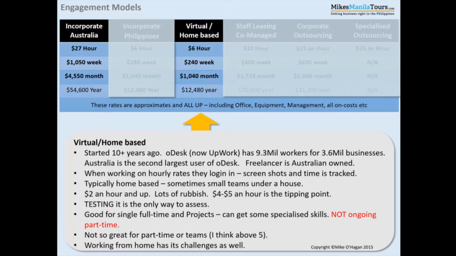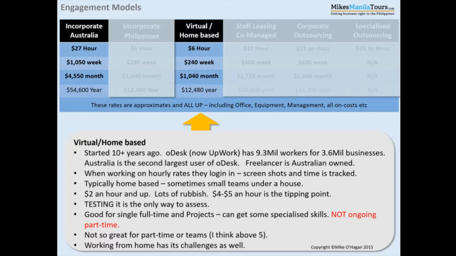I did recently see some numbers, I haven't been able to confirm these yet, that something like 30% of Australian businesses are now using some sort of virtual offshoring platform. And if that's the case, 30% of businesses are using this to lower their overheads. And obviously, as time goes on, it reflects in what they're charging, and that squeezes the margins back. And if you're one of the businesses not doing this, and you're having margin squeeze, it's possibly caused by this little fella called Odesk. Typically, home-based workers, sometimes small teams under a house, $2 an hour and up.